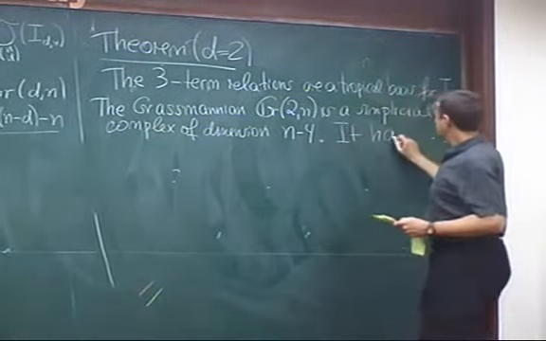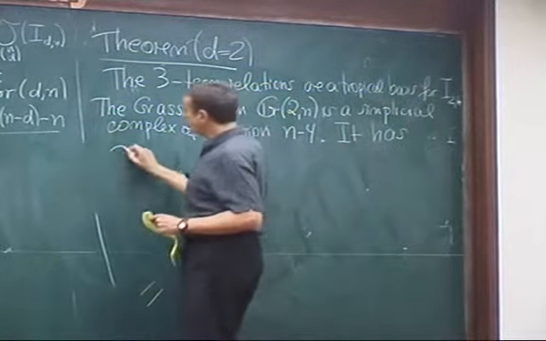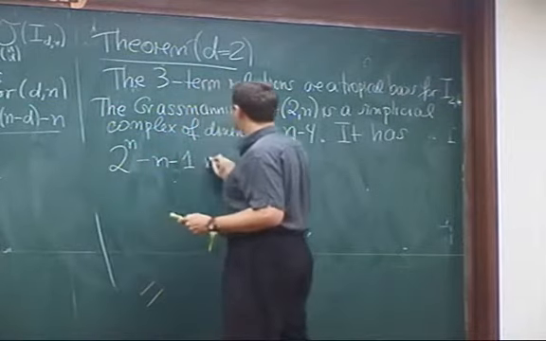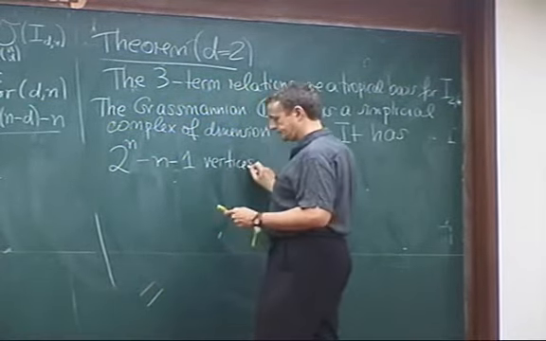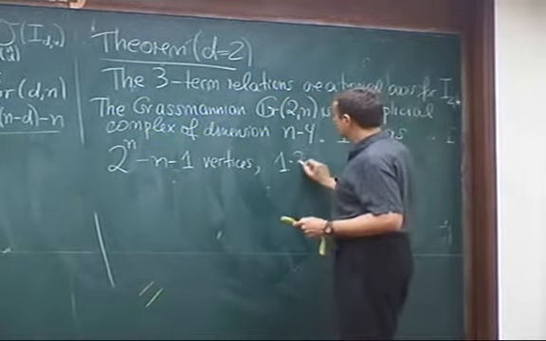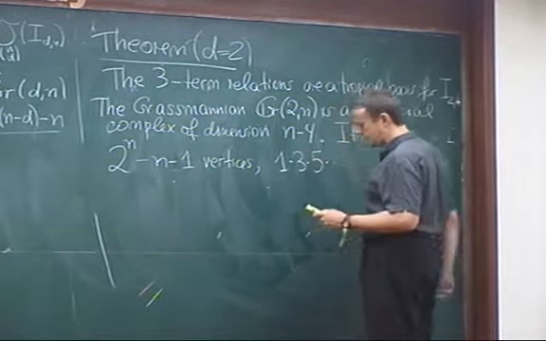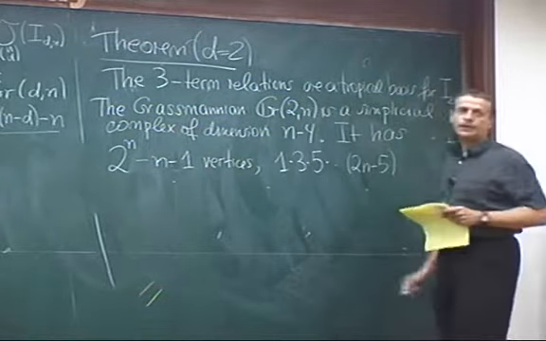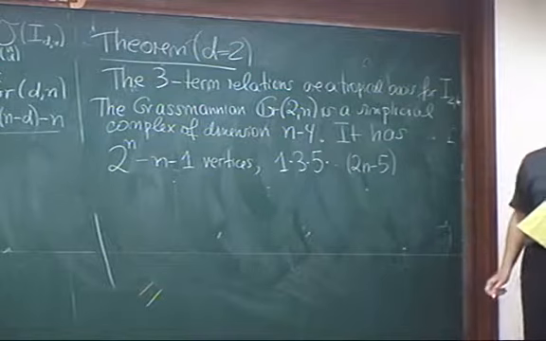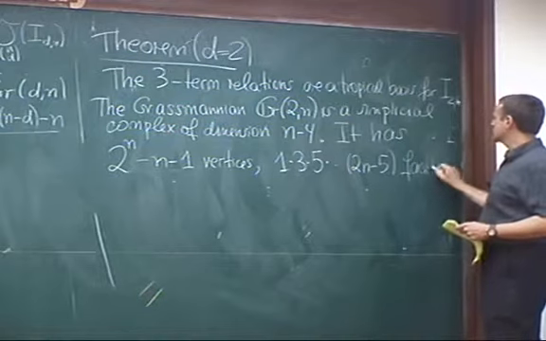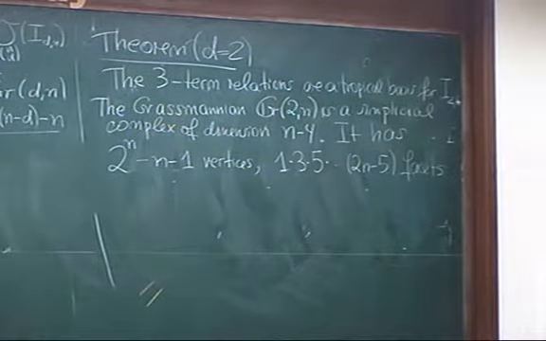What are the vertices? Well, the number of vertices is 2 to the n minus n minus 1 vertices. The number of facets, or maximal simplices, is 1 times 3 times 5 times 7 up to 2n minus 5. So you multiply all the odd positive integers up to 2n minus 5, and that's going to be the number of maximal simplices. So this is going to be the number of facets, n minus 4-dimensional simplices.